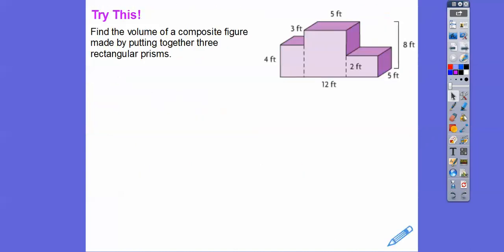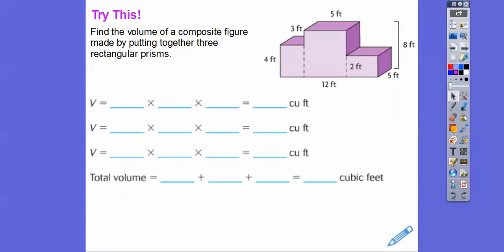Here's another one. So find the volume of this composite figure made by putting together 3 rectangular prisms, this one, and this one. So what we're going to do is find the volume of each one of those and add them all together. Okay, so what I need is the length, the width, and the height. Okay, so the length down here is the same as this up here. So this is 4 right here. Okay, I'm sorry, 4. Did I say 4? That's 3 right there. So this would be the length.